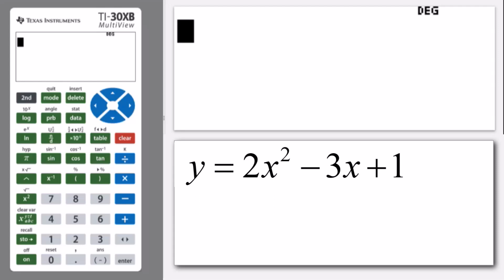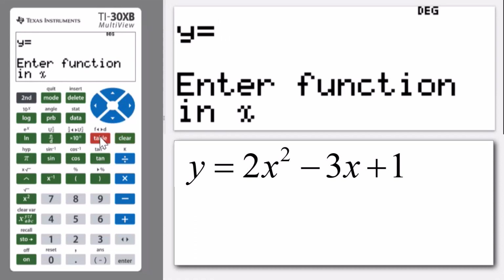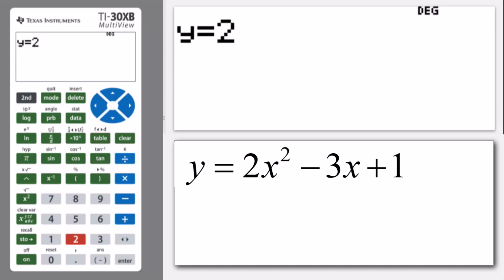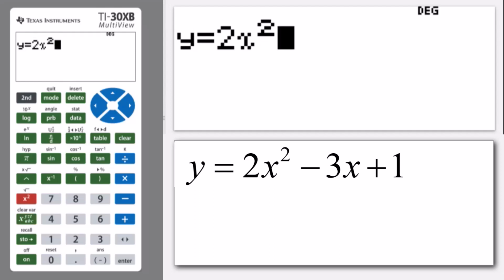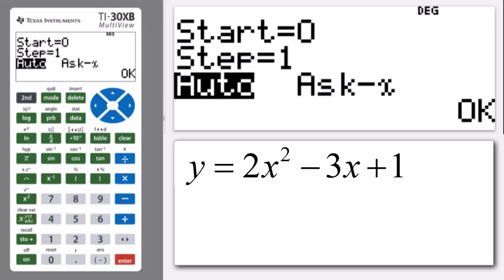So what I'm going to do is use the table function to get some coordinate points for me. So I go to the table function and I type in 2, and the X button is down here to the left of the 4, X, and I can use the squared button to help me out, minus 3, lots of X again, down next to the 4, plus 1, and enter.